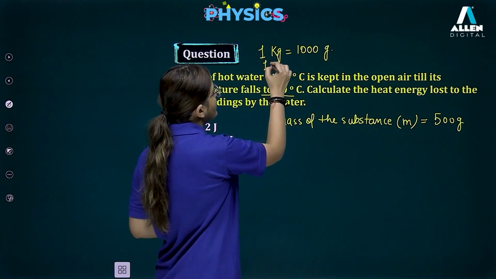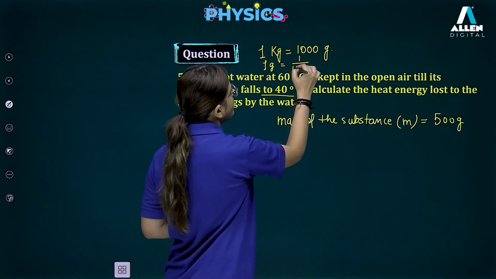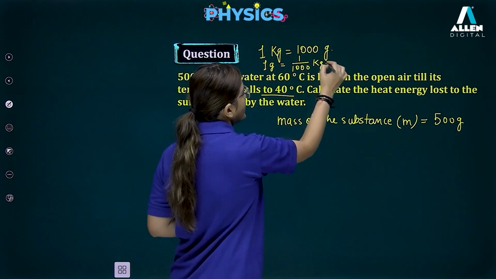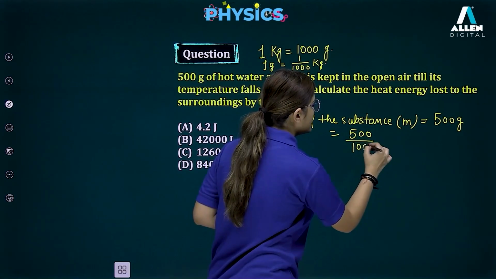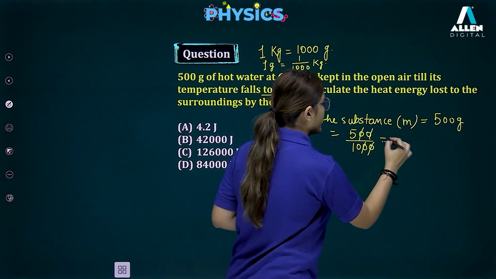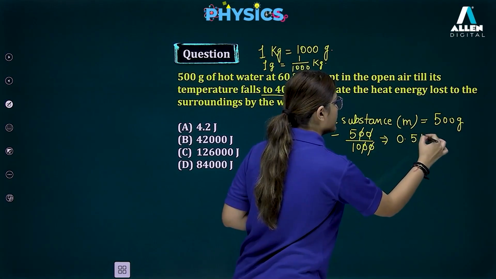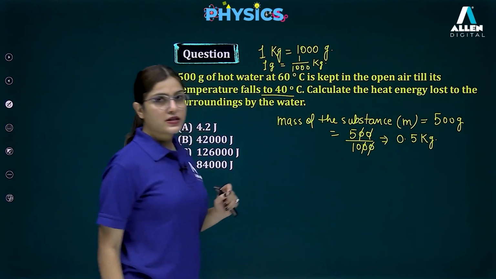Can we write here 1 gram is equal to 1 upon 1000 kilogram. Now we can write 500 divided by 1000. So we can get 0.5 kg. Now we have the mass, right?